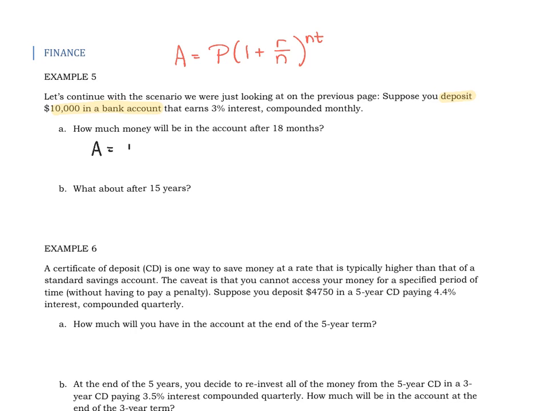So the $10,000 is our principal. Our interest rate, R, is 3%, so 0.03. N is how many times a year you are compounding your interest. So since it's monthly, that means N is going to be 12. And 18 months is 1.5 years.